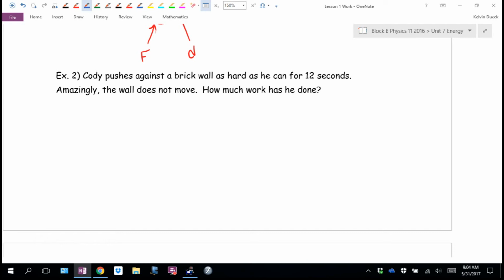This is what I need to lovingly get out of your heads. Work is not fatigue. Work is not tiredness. Work is very specific. You're applying a force over a distance. So how much work has he done? None. Since d equals 0.